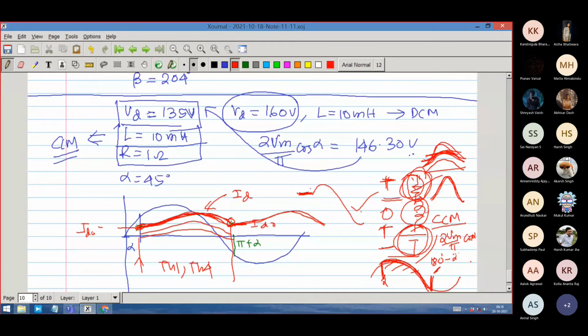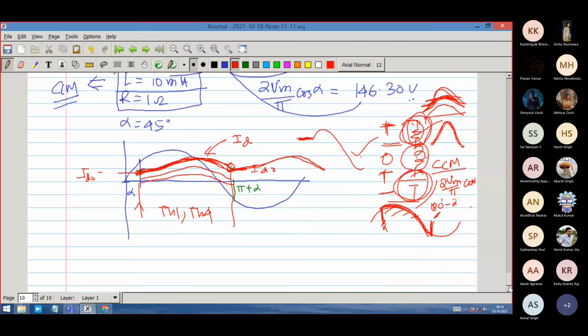Okay, so let's solve this equation. The solution is exactly the same way. You will write the expression with ID naught in it. Instead of 0, you will write ID naught. So let me write that and then solve for ID naught. That is what we have to do.